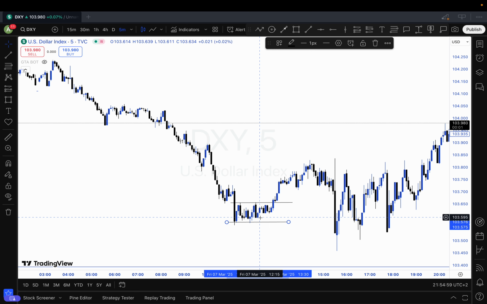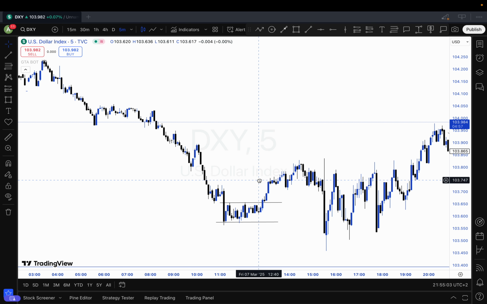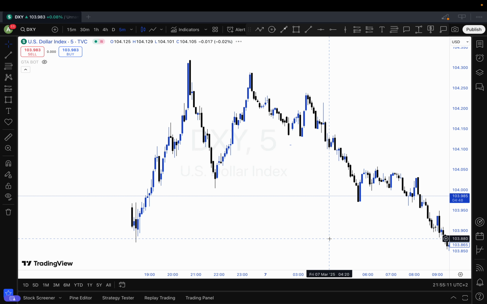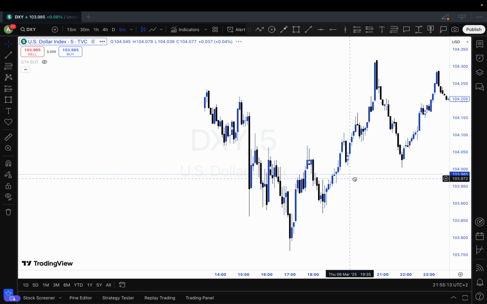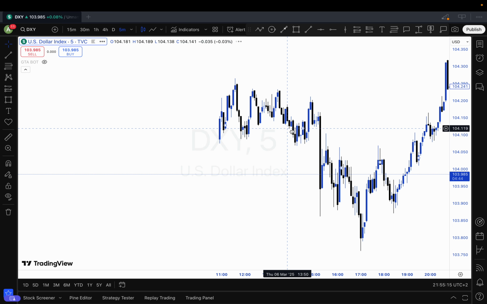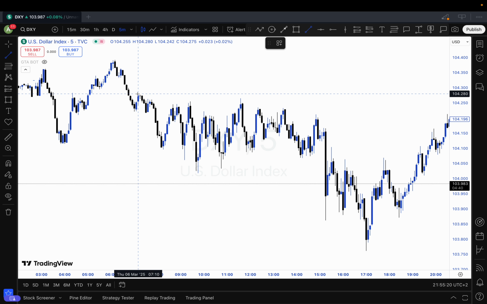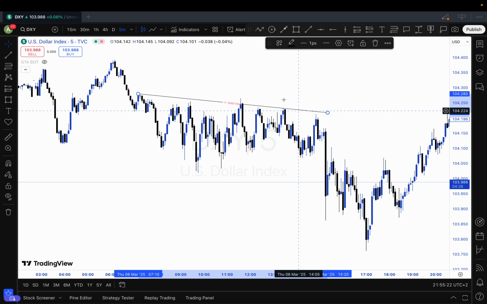And when did the other sideway happen? It happened before the New York session, because majority of the time when it comes to DXY, the dollar index, it moves mainly during the New York session, because it's the dollar index. And a lot of these assets as well move during that time.